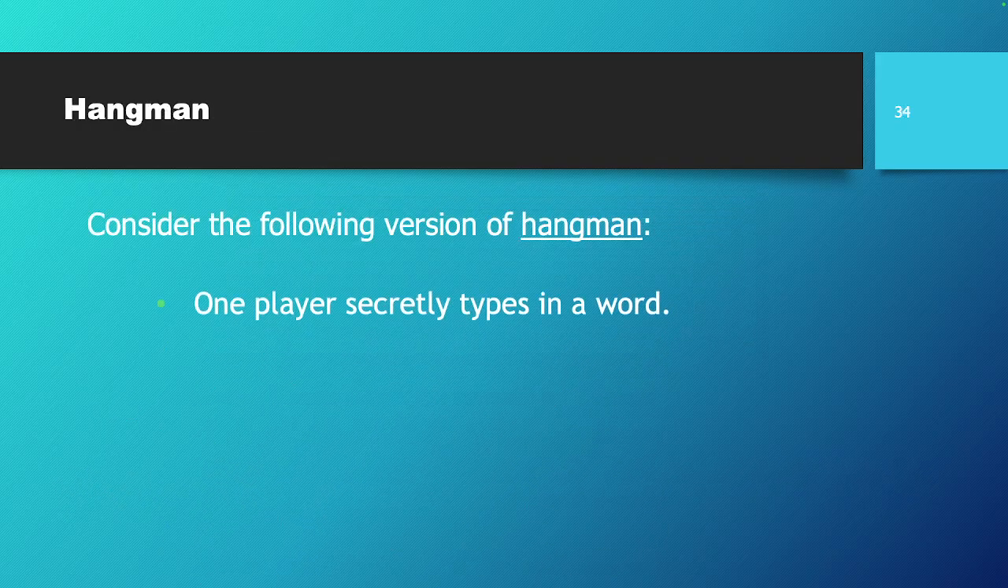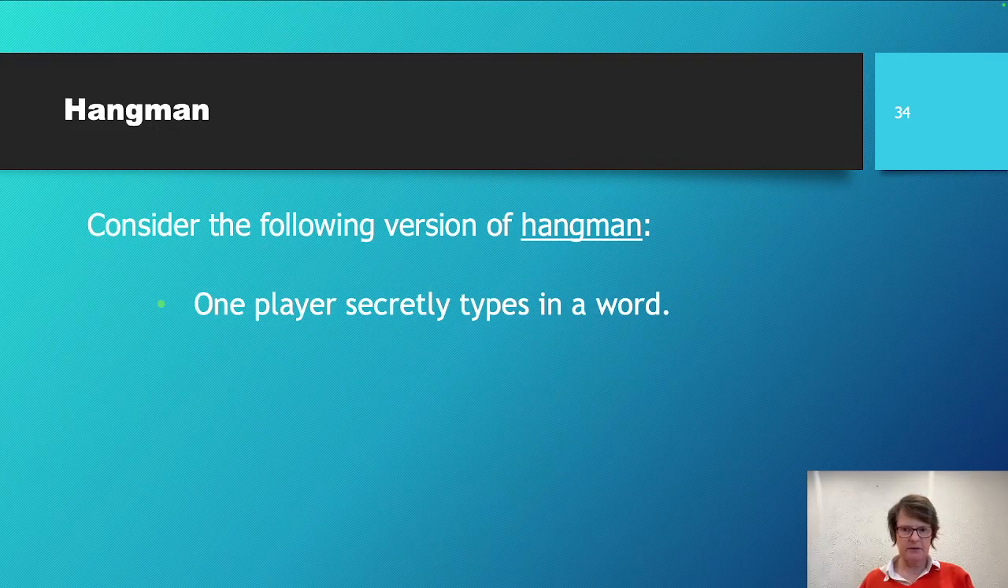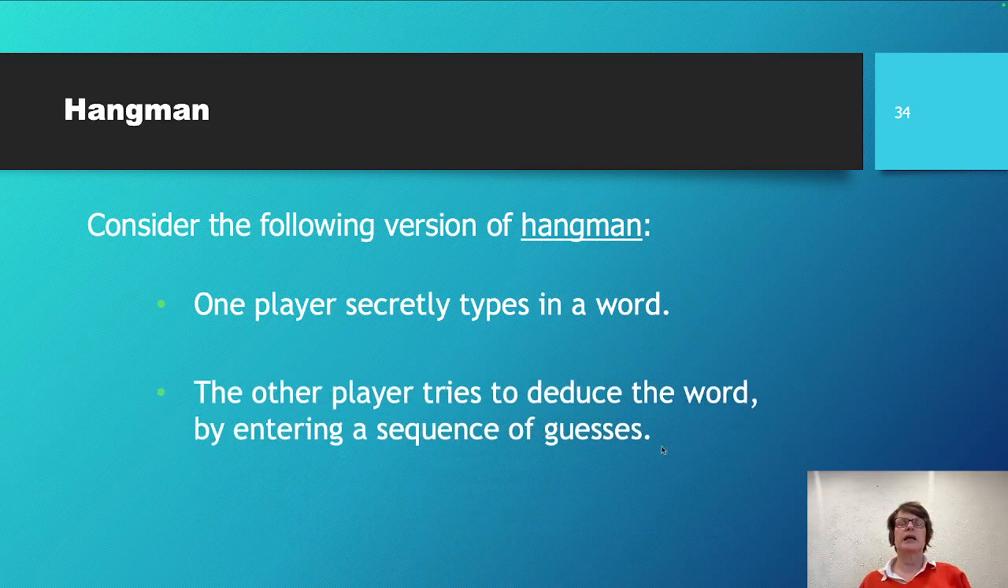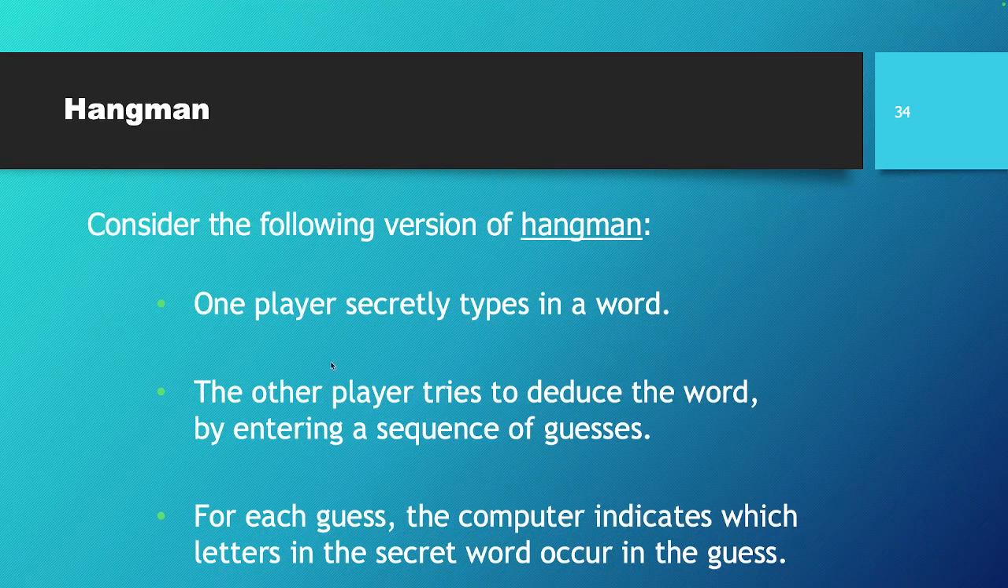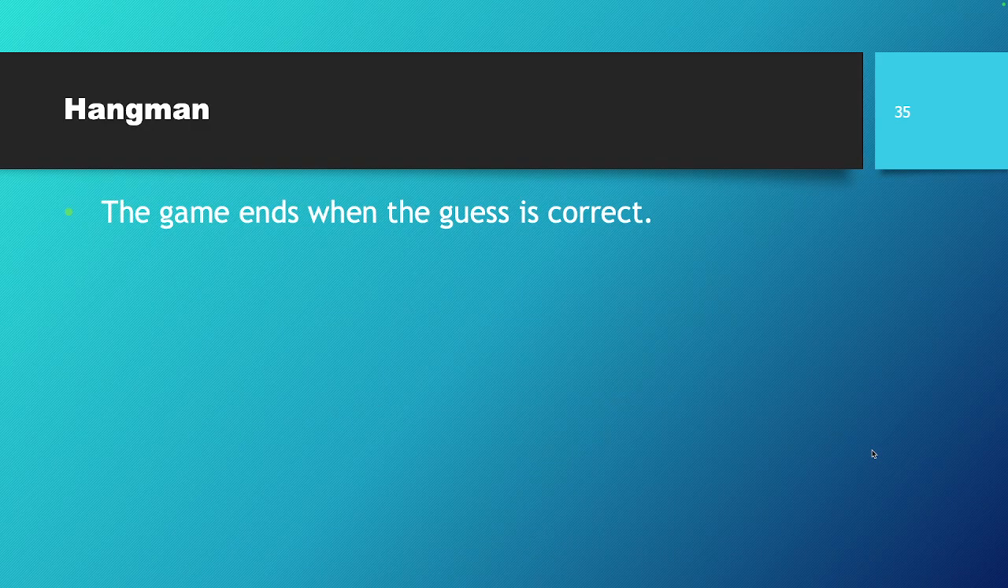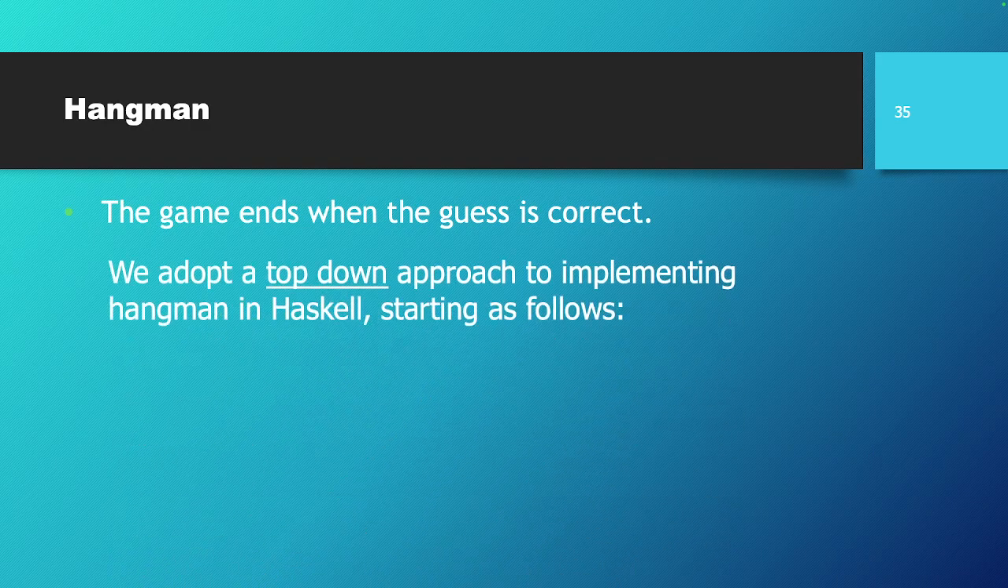Okay. We have a thing called Hangman. Hopefully some of you have played Hangman. And what it is, one player secretly types in a word and the other player tries to deduce the word by entering a sequence of guesses. For each guess, the computer indicates which letters in the secret word occur in the guess. And the game ends when the guess is correct. We don't have a maximum number of runs or anything in this. So we adopt a top-down approach to implementing it, starting as follows.